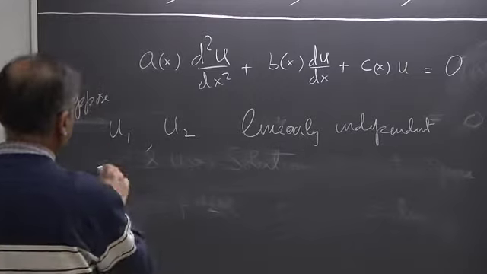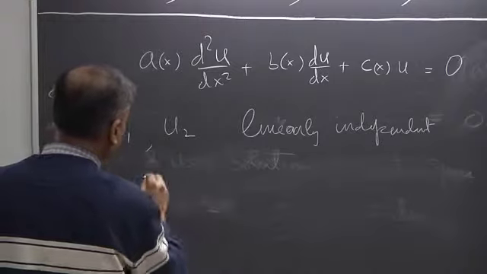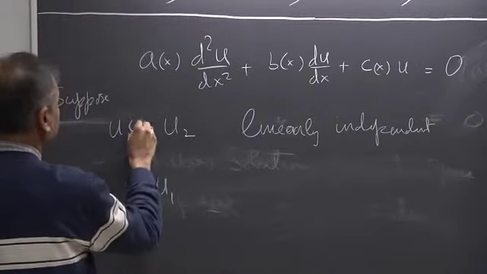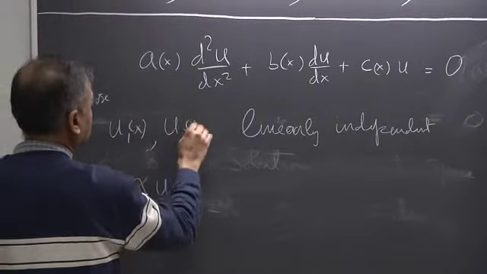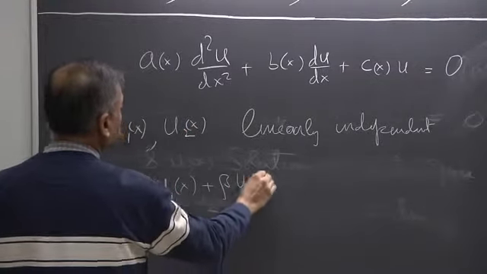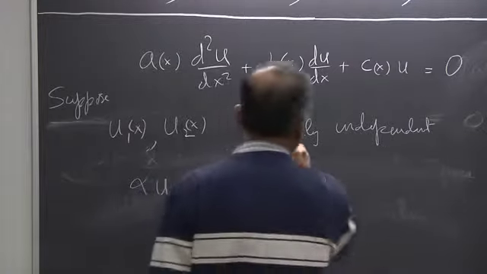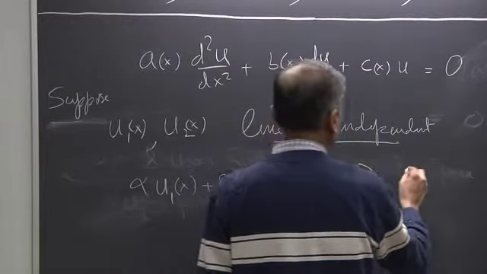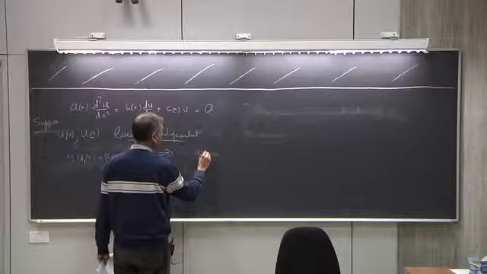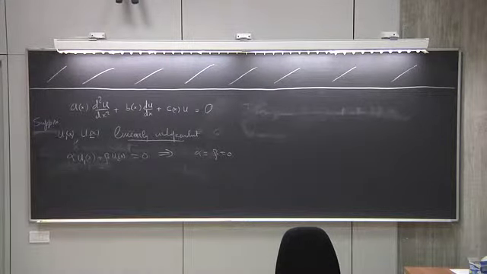So what does it mean? It means that if you consider the equation alpha u1(x) plus beta u2(x) equal to 0, remember these are functions of x, then the only solution is alpha equal to beta equal to 0. That's the definition of linear independence, right? This statement would imply that the only solution to this equation is alpha equal to beta equal to 0. That's the linear independence statement.